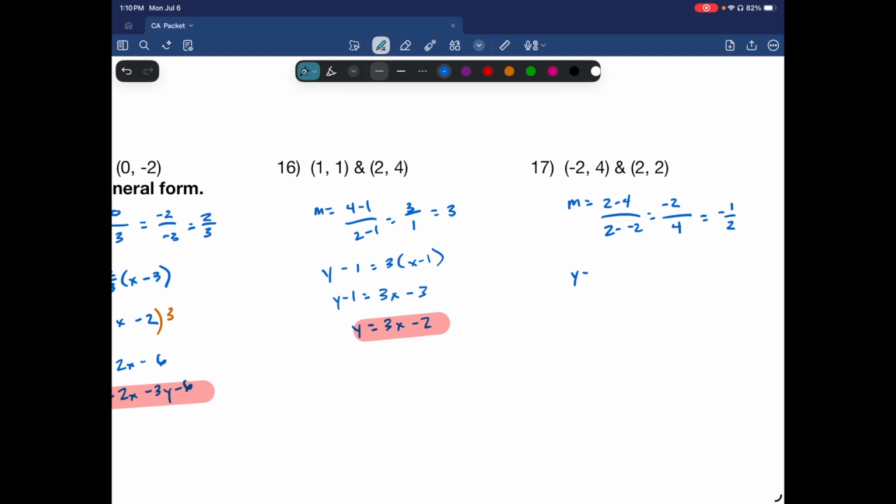So let's say I got y minus 2 equals negative 1/2 x minus negative 2. Y minus 2 equals negative 1/2 x plus 1. Add the 2, you get y equals negative 1/2 x plus 3. Okay? So there's that.